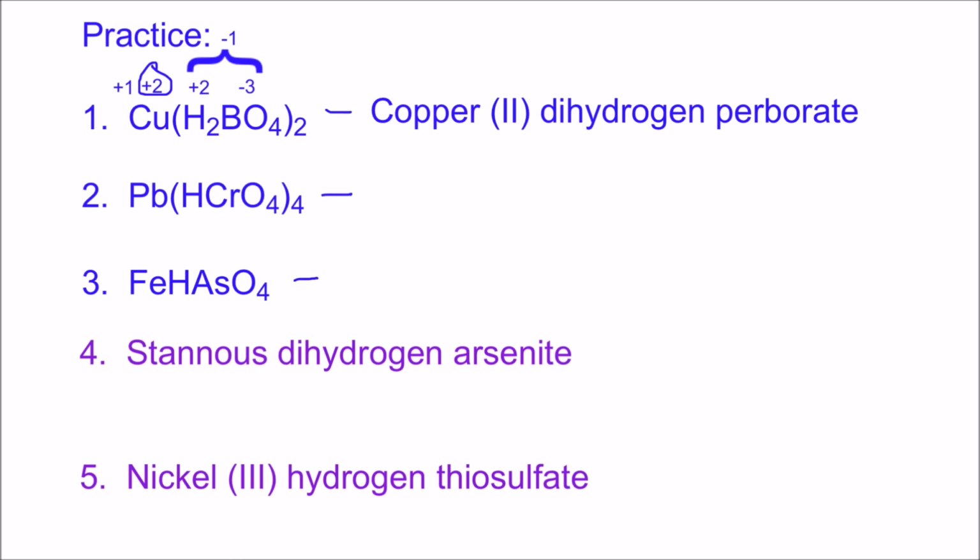Alright, now let's do the common name. For the common name, we need the metal ion name for copper +2. So we're going to say the stem of the Latin name for copper, which is cupr. And then we need to decide what the ending is going to be, ic or ous. Remember, it gets an ic ending if it's got the larger oxidation state, and an ous ending if it's got the smaller. We have the larger one, so it's going to end with ic. And then everything else stays the same. So we're going to bring down dihydrogen, and we're going to bring down perborate.